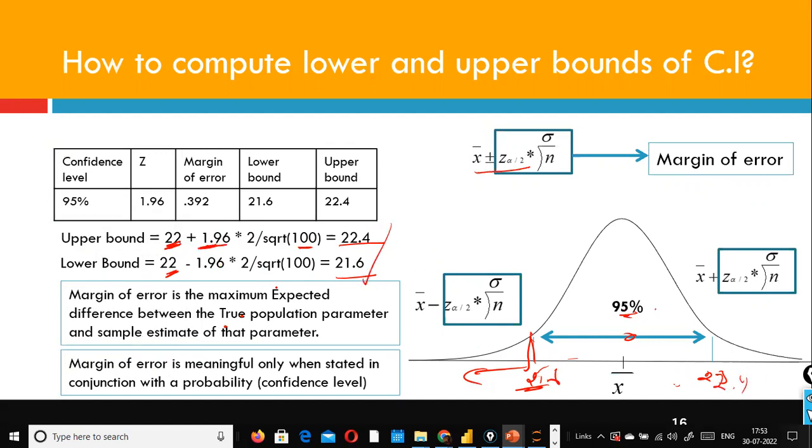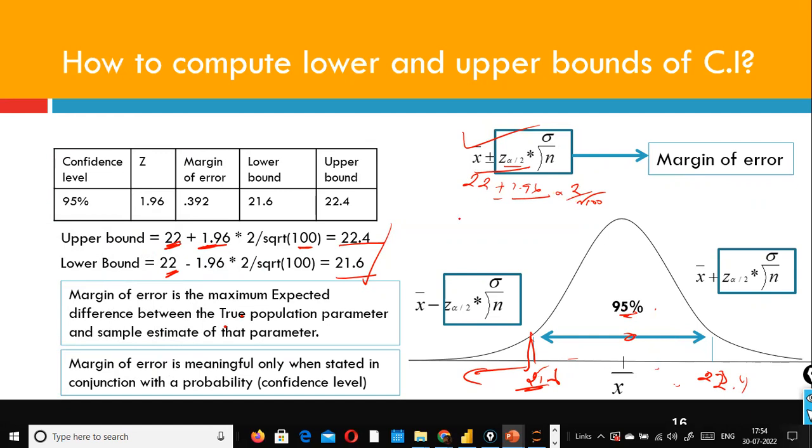Now you understood this is the formula that you need to use. X bar is your sample mean, which is 22, plus or minus. Plus is the upper bound, minus is the lower bound. This value is 1.96. Don't ask me why, and don't blindly think it's a constant value. Into your population standard deviation, you are getting 2, and 2 divided by the square root of the total number of students, 100. So this is 10, and 2 divided by 10 is 0.2. Into this one, you'll get 22.4.